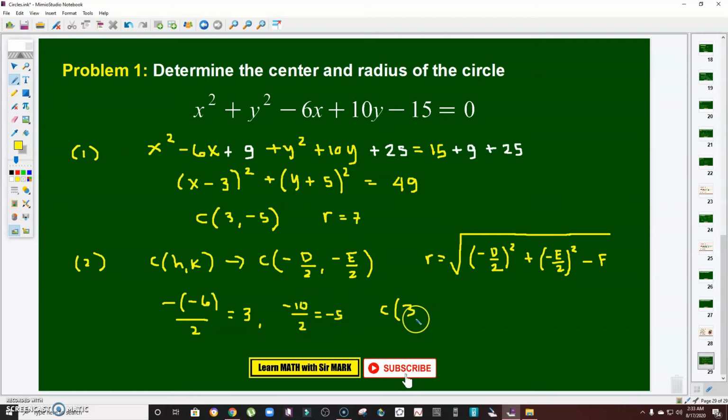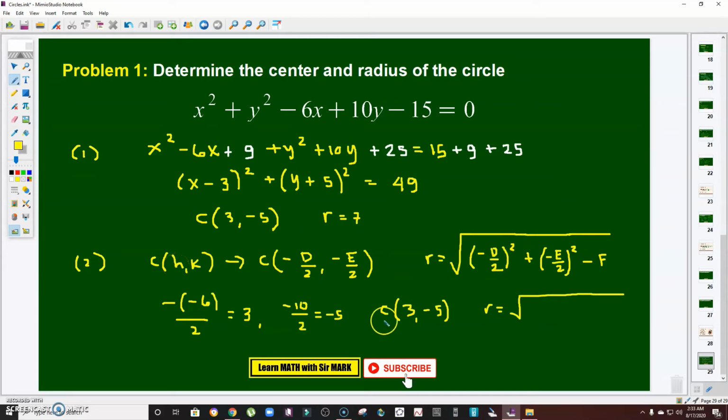5. And this is the second component of your center. Okay, see that? We have the same center. Dapat lang. So the center is 3, negative 5. Now, to get the radius, so that is square root of, note that negative d over 2 is h.